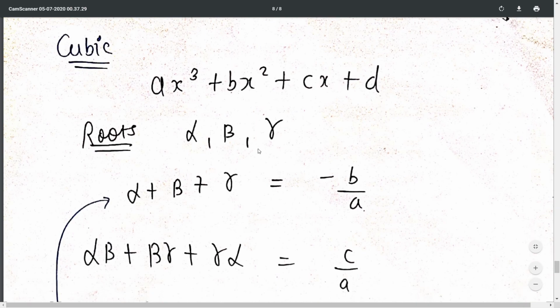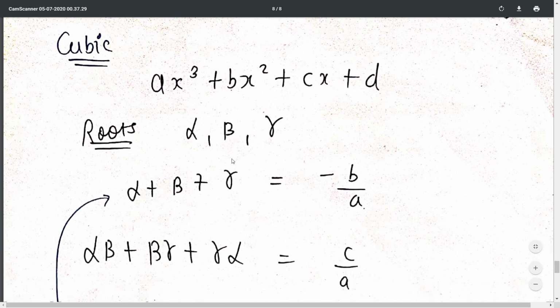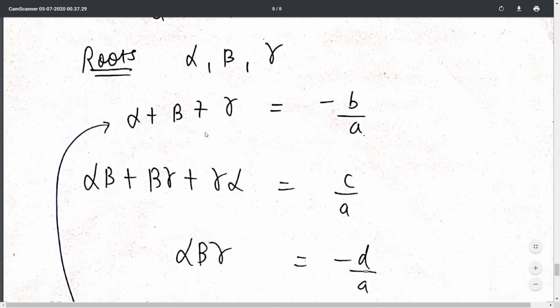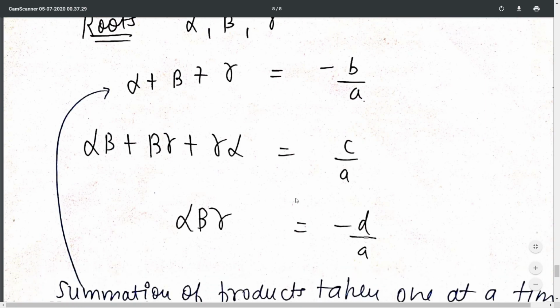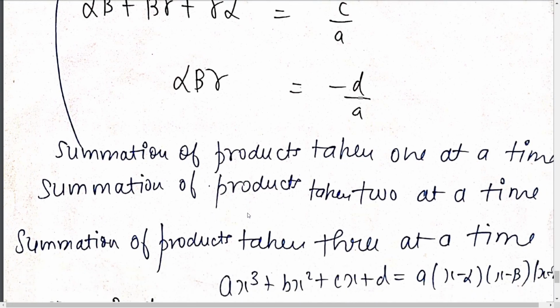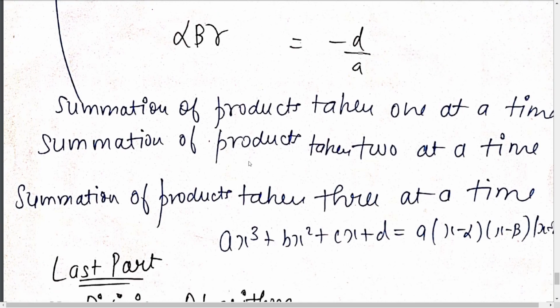If you don't understand what I'm trying to say, then see these three formulas. Sum of roots taken one at a time, 2 at a time, 3 at a time: minus b by a, c by a, minus d by a, alternate. So this is the same summation of products taken one at a time, same thing which I was telling you.